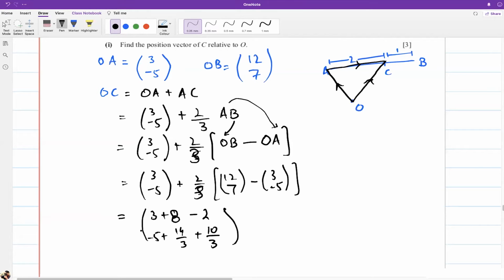Whatever answer comes, that's my final answer. That's my vector OC. Okay, so you can work this out. This will be 9, and this will be 3. So we have found the position vector of C.